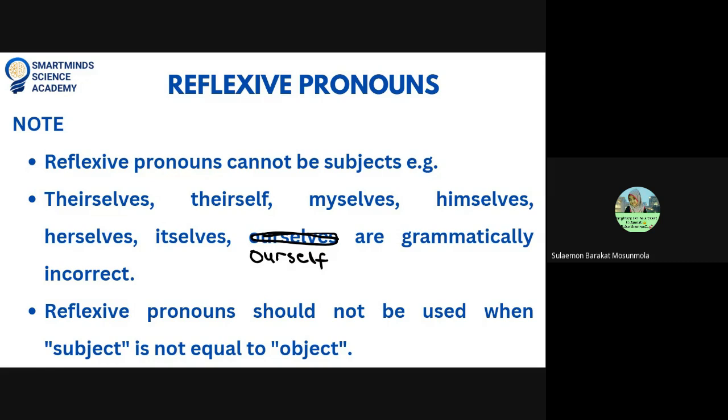So you have the reason why reflexive pronoun should not be used when subject is not equal to object. Why? Because when we talk about reflexive, it is bouncing back upon itself. So if the subject is not equal to the object, for example, now, the teacher punished Akman and myself. Definitely, Akman and the other person are two different people. So you can't use a reflexive pronoun there. Because Akman, which is like the object there, is not equal to the subject. So that is why you cannot use reflexive pronouns when the subject is not equal to the object.